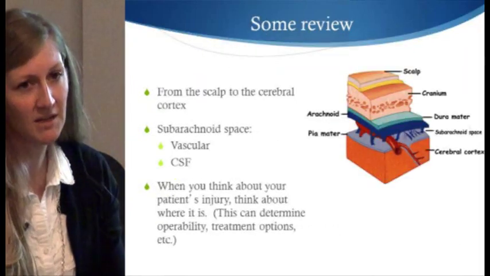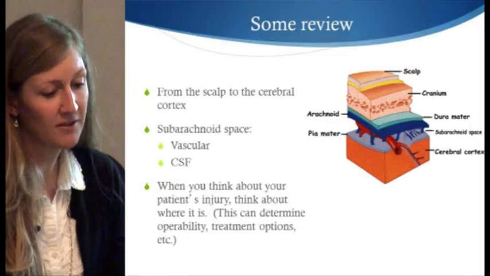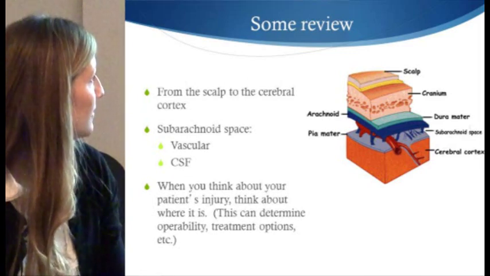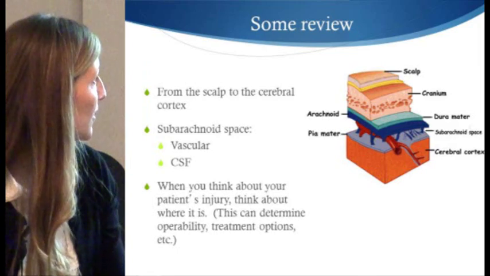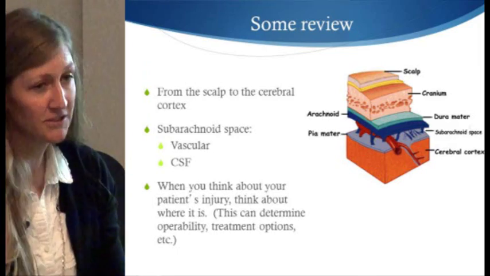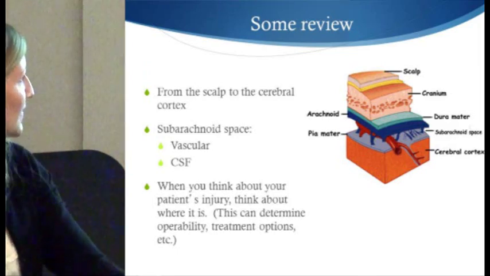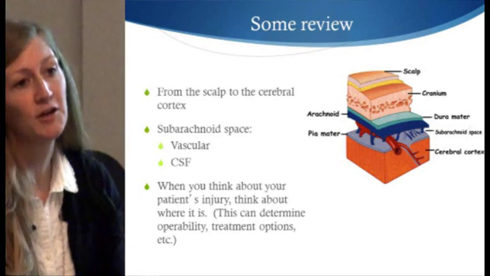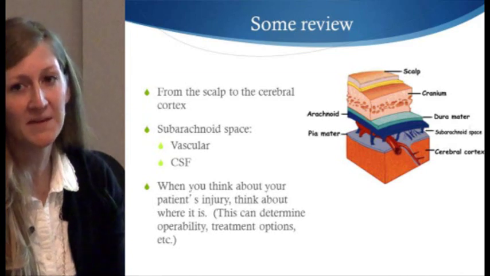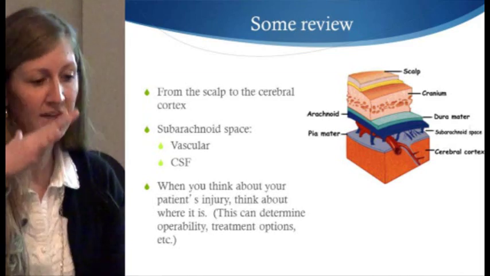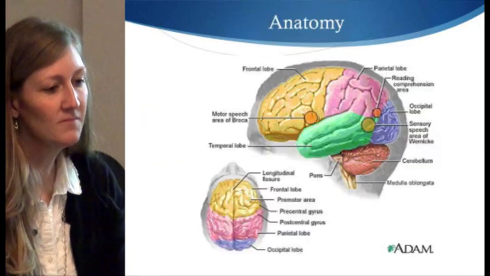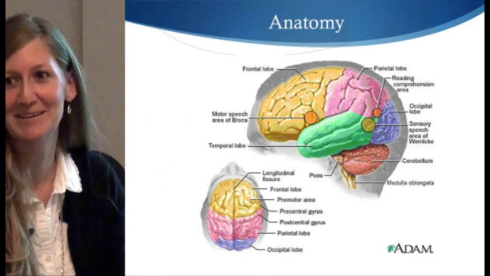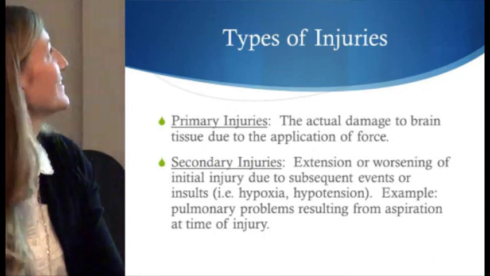So just a review of the anatomy from the scalp all the way down to the cerebral cortex, or the brain tissue. You have your bone and then the subarachnoid space, which is made up of vascular and cerebral spinal fluid. And then of course the brain tissue itself. When you think about the type of injury that your patient might have, think about where it might be found amongst those layers of tissue. And this is just a review. I'm not going to go over that. That's what your head looks like. You remember from nursing school.